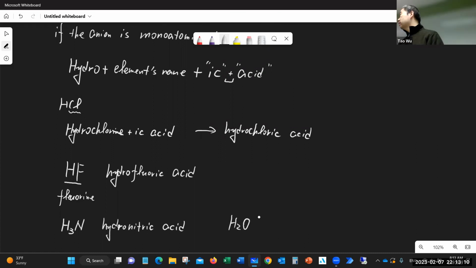This is called water. This is not an acid. This is one of the exceptions. It has a hydrogen in front, but this is not an acid. So this is water. We're not calling this a hydroxylic acid. There's no such thing. So this is water, so don't count this. This is not an acid. This is one of the exceptions.